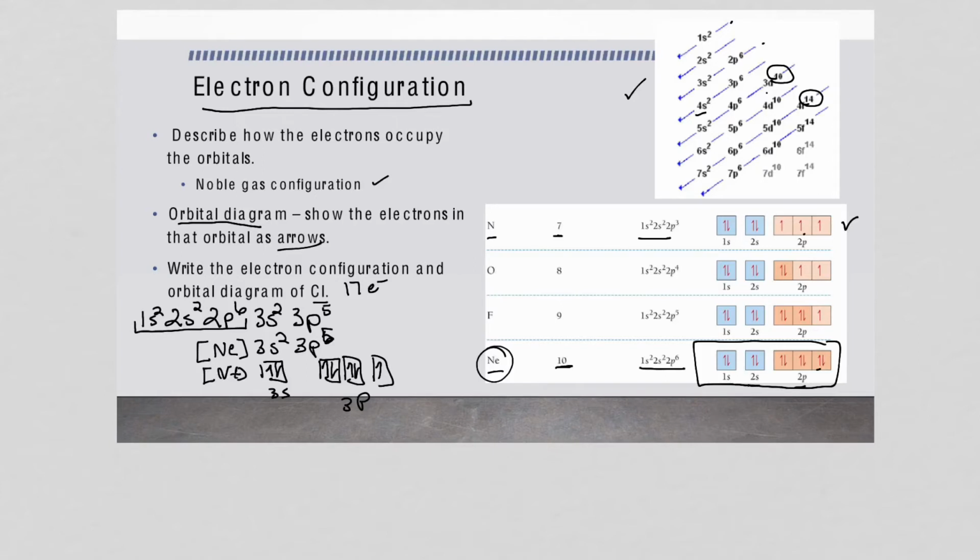So I could just write neon here if I just wanted to make sure that represents it. But drawing out the orbital diagrams, typically we only draw them for what comes after the noble gas in the noble gas configuration. Okay, so now we've got to start here.